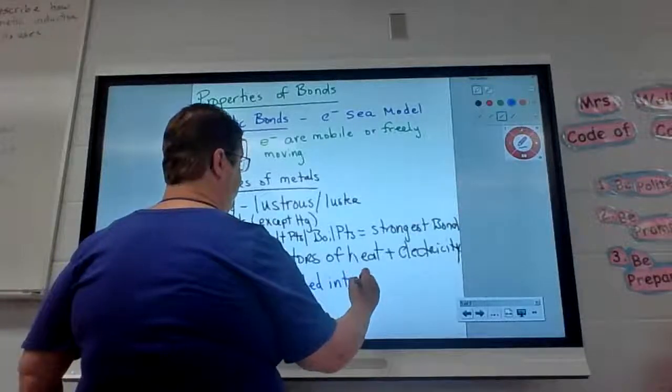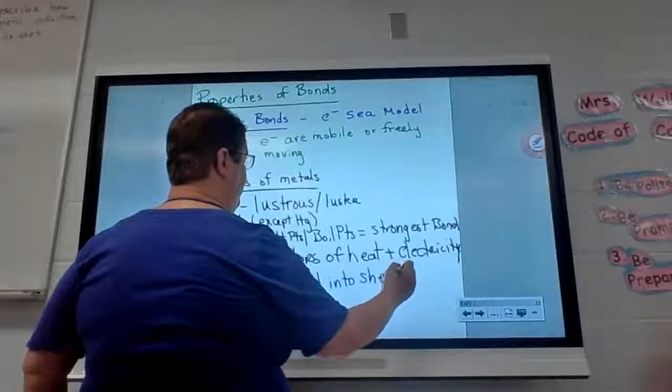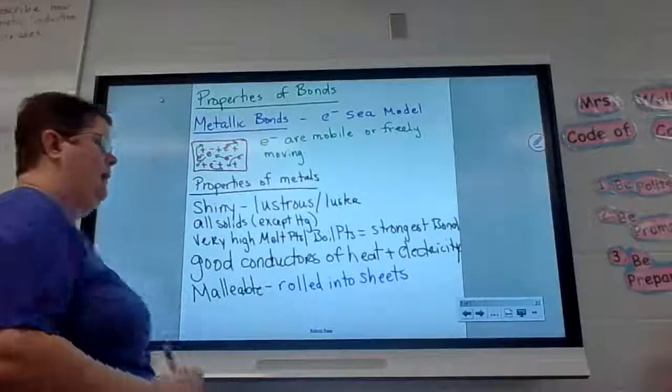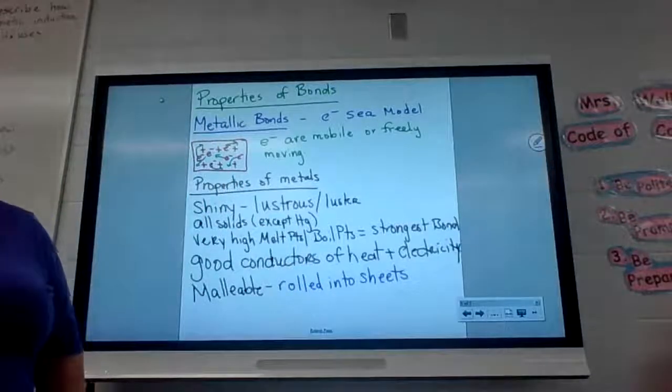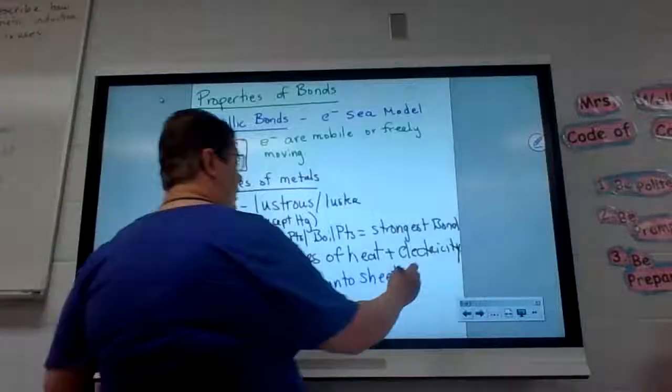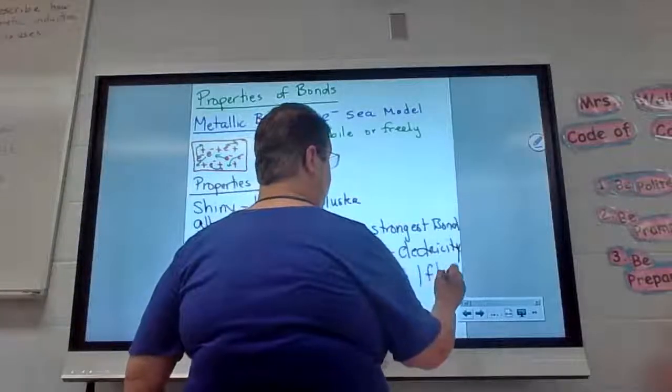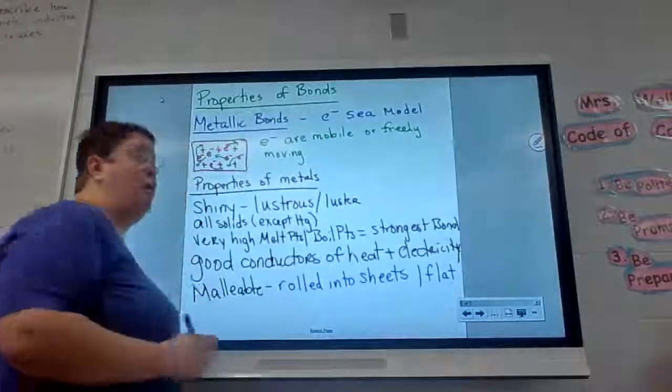Metals are malleable. Malleable means it can be rolled into sheets, or flat. You can roll it flat.